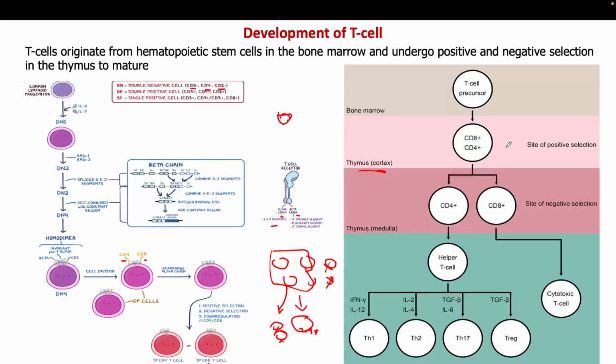Okay, so suppose some T cells are not able to bind with the MHC molecule. Those T cells will go for apoptosis, and those T cells will die. The rest of the T cells will migrate to the medulla of the thymus, where the negative selection takes place.